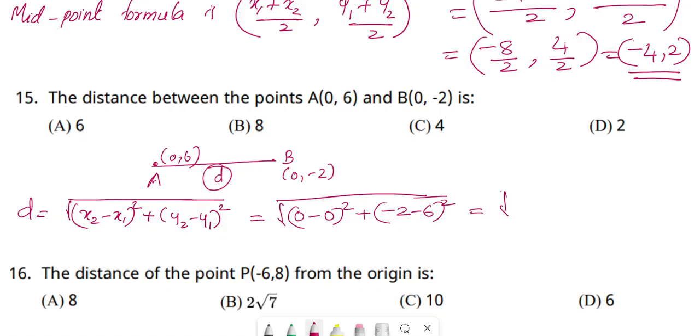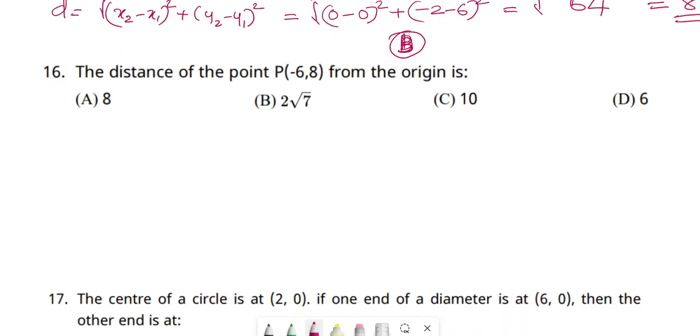So it can be written as root of (-2 minus 6 is -8), minus 8 the whole square, which will be 8 square, 64. Okay, 64. Root 64 is 8. It is a distance, so we need to take only the positive value, so 8. So the correct answer is 8, option B. Option B is the correct answer. Okay.